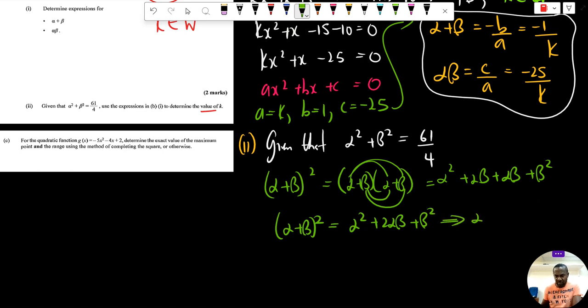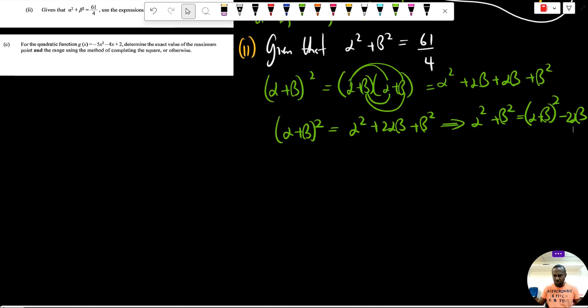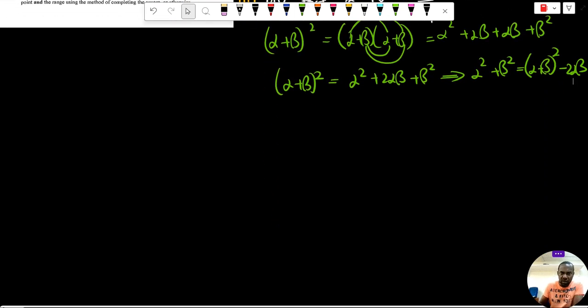And this further implies that alpha squared plus beta squared is equal to alpha plus beta all squared minus 2 alpha beta. And so this is the expression for alpha squared plus beta squared. All right, so let's proceed. Above, we have an expression for alpha plus beta, and we also have an expression for alpha beta. So let's just use those expressions now to put into this, right? So let's go ahead and do that.